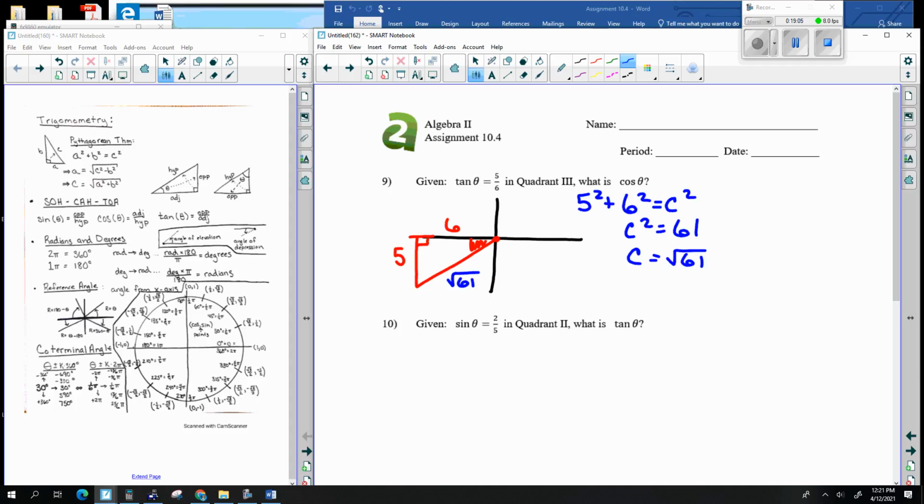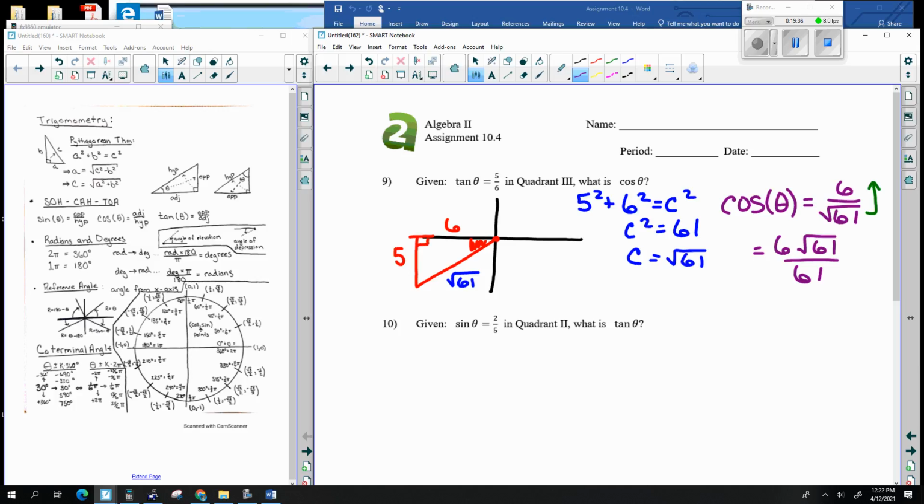Okay, so the cosine is the adjacent over the hypotenuse. All right, so here when I have a root on the bottom, I move it to the top and get rid of the symbol on the bottom. So that's 6 root 61 over 61. Nothing simplifies.